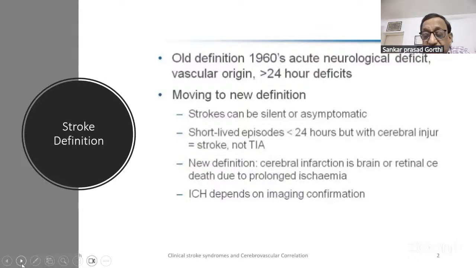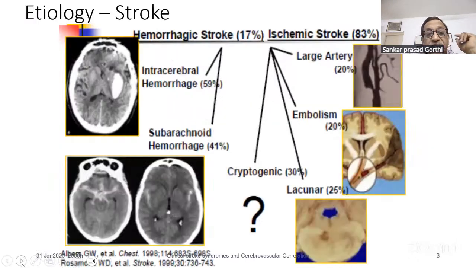And the most important differential diagnosis is intracerebral hemorrhage. So whenever a person comes with features suggestive of stroke, that means sudden onset of hemiparesis, loss of speech, facial deviation, arm weakness, right? At that time, the differential diagnosis is between ischemic stroke and intracerebral hemorrhage. Ischemic stroke is about 83%, and there are various types of ischemic strokes.